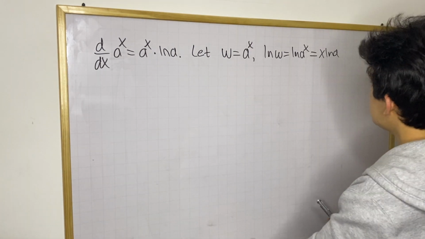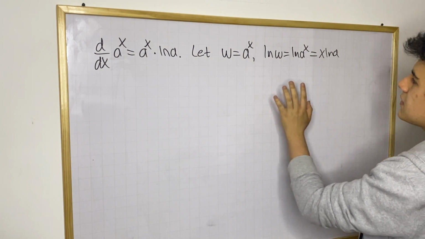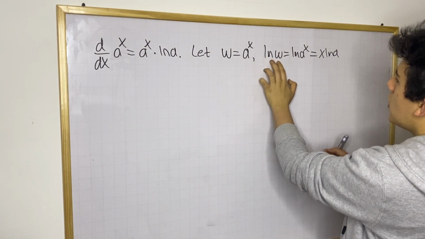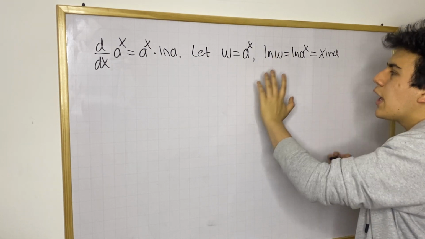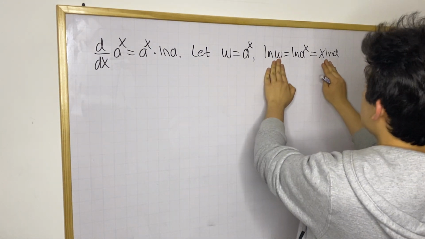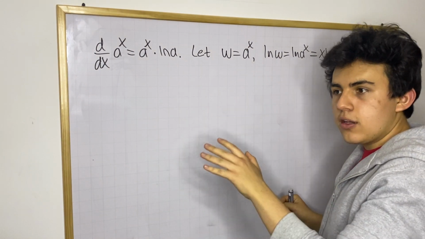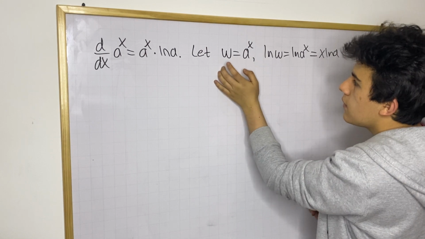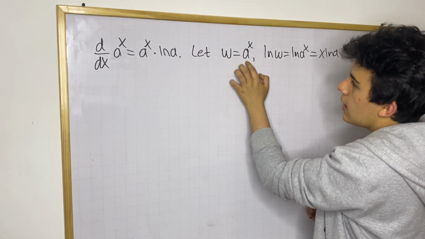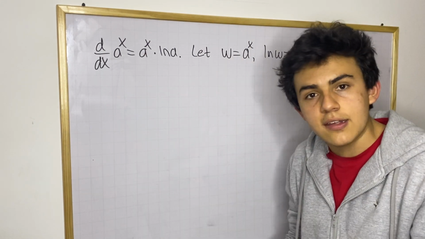And you can use it to move this x to the front and then multiply by ln a. So now what you want to do is the following. Now, when you have taken the natural log of w and rearranged it to get this expression, you can take the derivative on both sides of this equation, okay? And then you can solve for dw over dx, which is going to be the derivative of a to the x, okay? Any constant to the x.